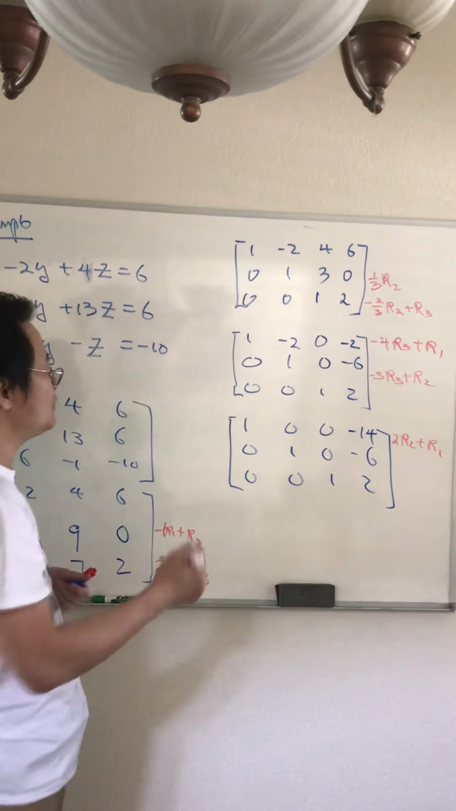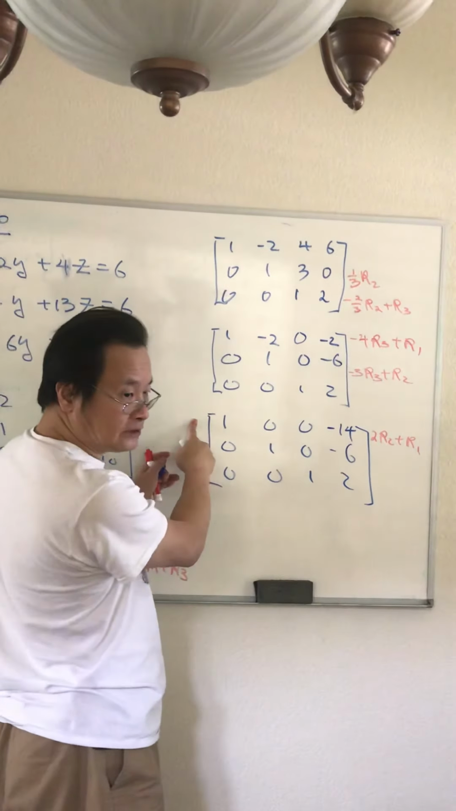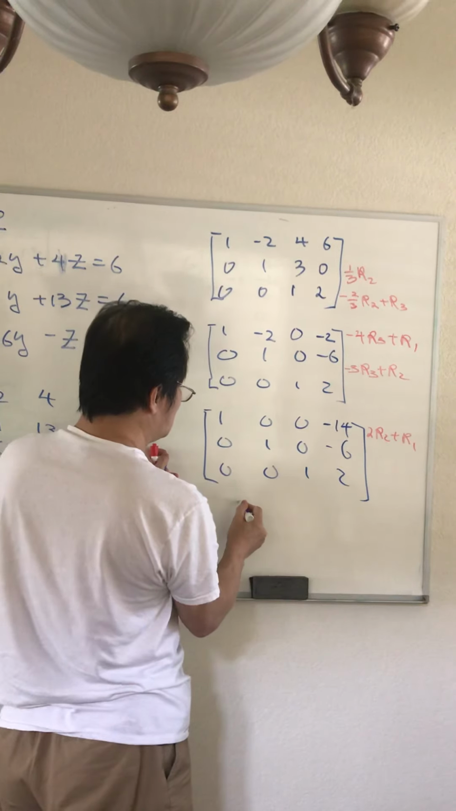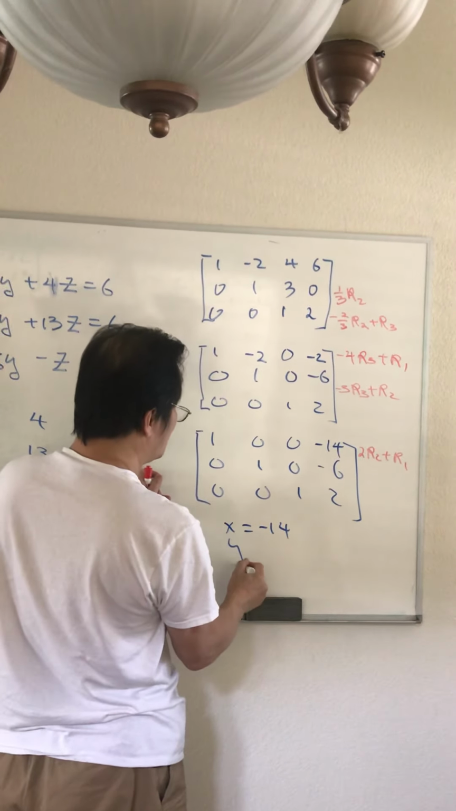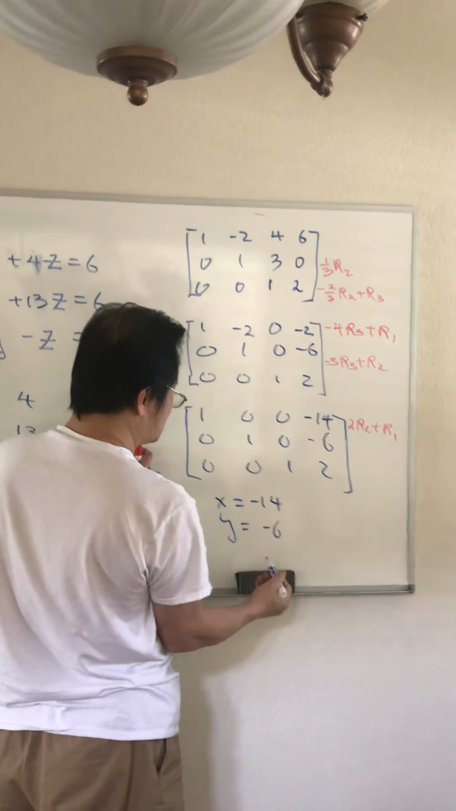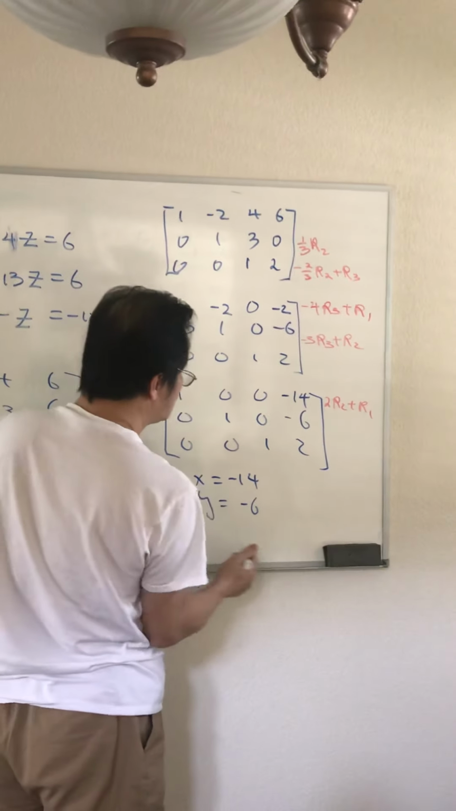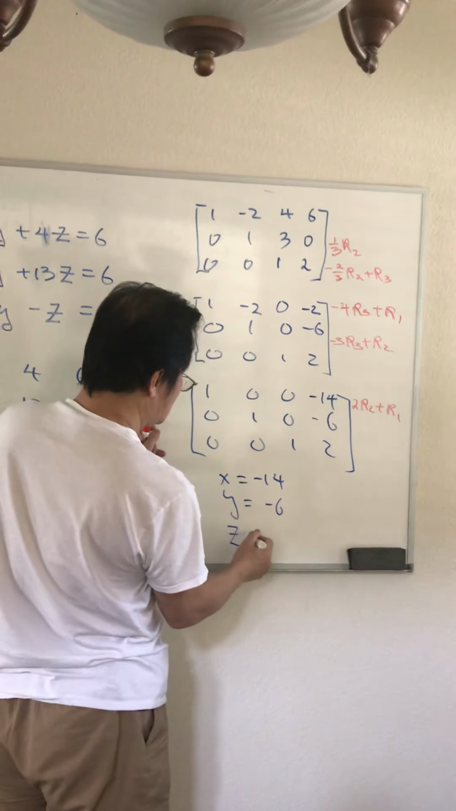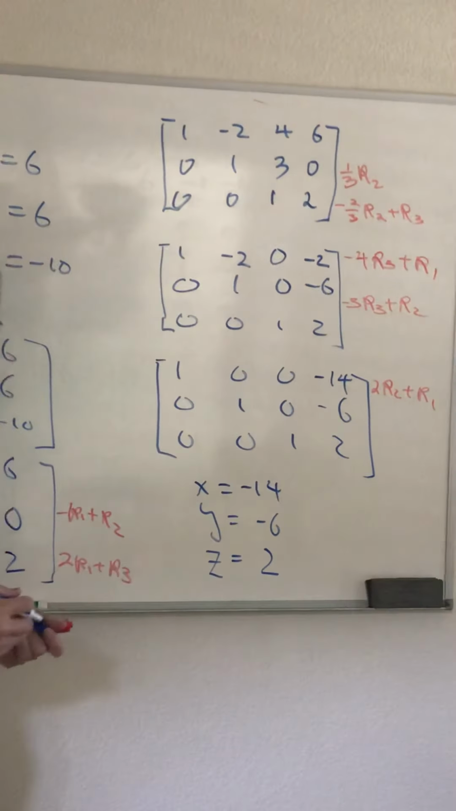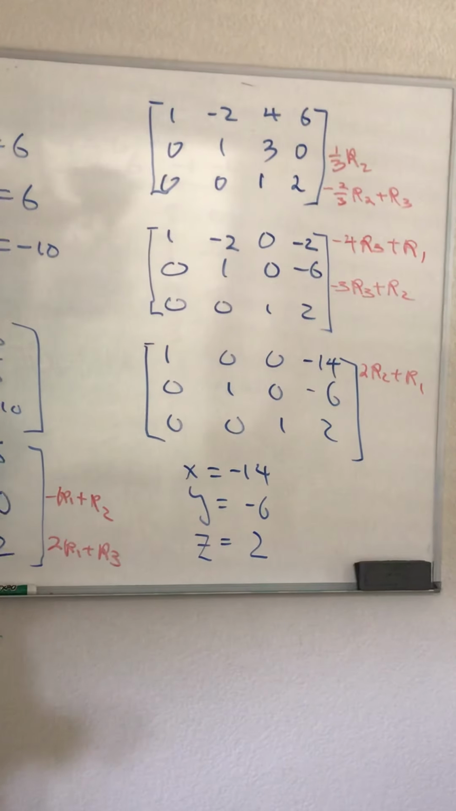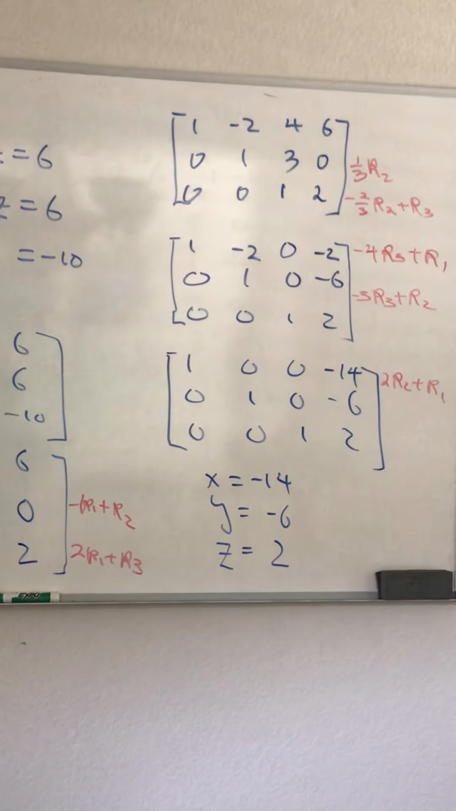So we write the augmented matrix back into the system form. That gives you x is equal to negative 14, y is equal to negative 6, and z is equal to 2. Okay? All right, we good?